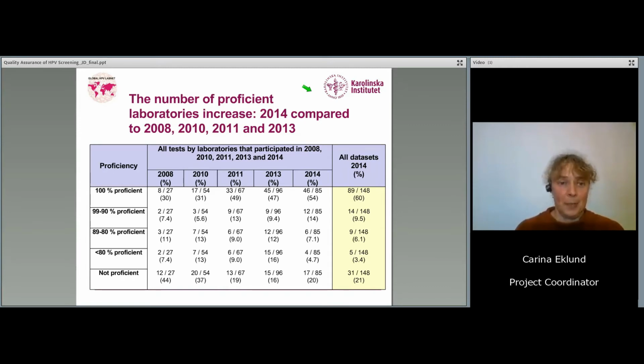You can see here that in 2008 only 30% were 100% proficient, whereas now in 2014 it was 54% that were 100% proficient. And the biggest change here is that in 2008 it was almost half, 44%, that was not proficient, meaning that they had more than one false positive result, compared to 2014 when it was only 20%.